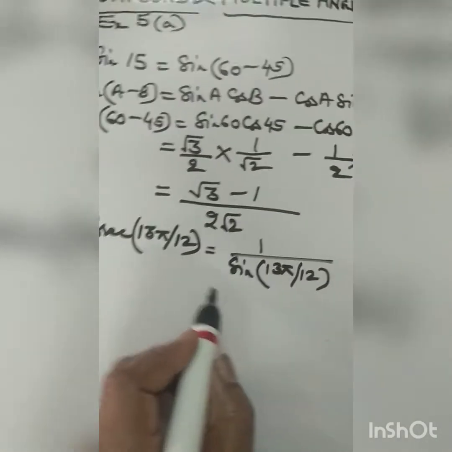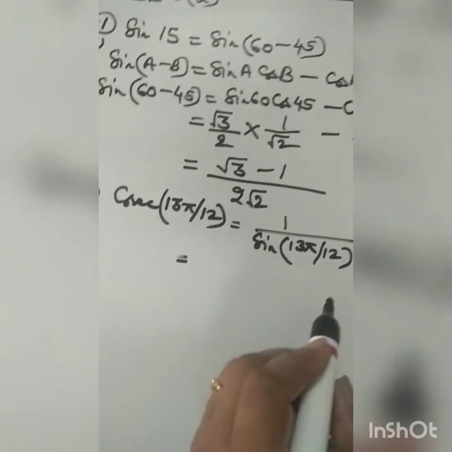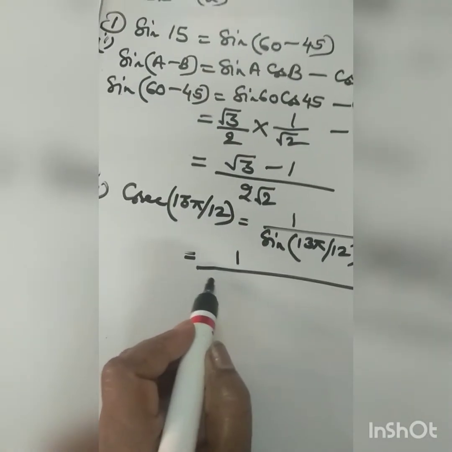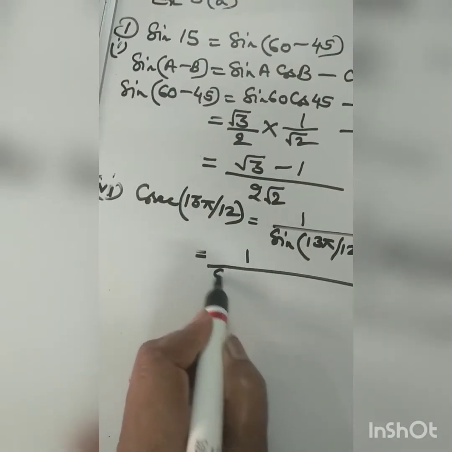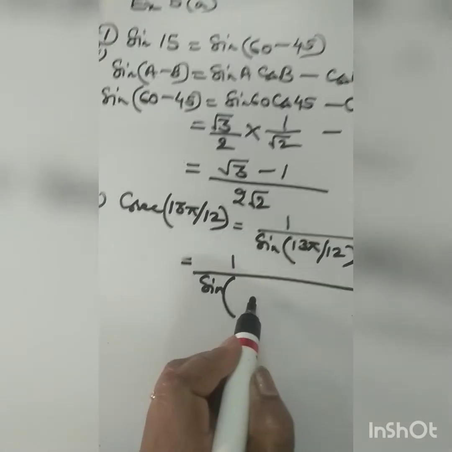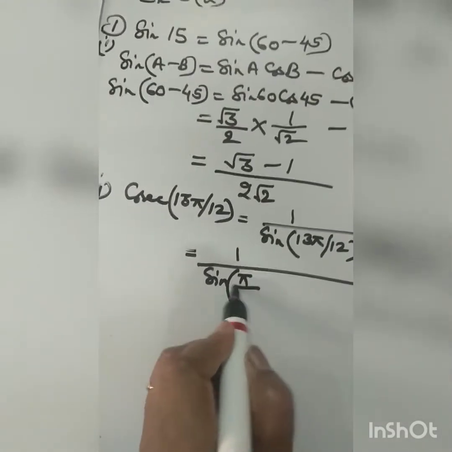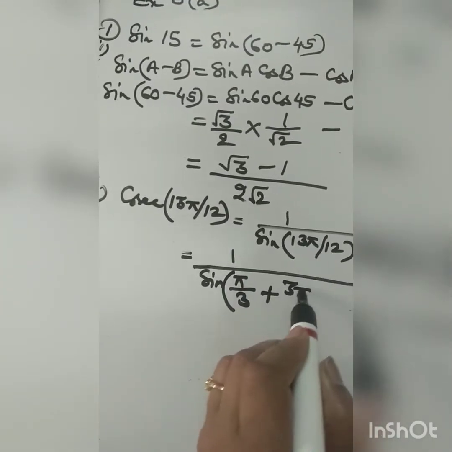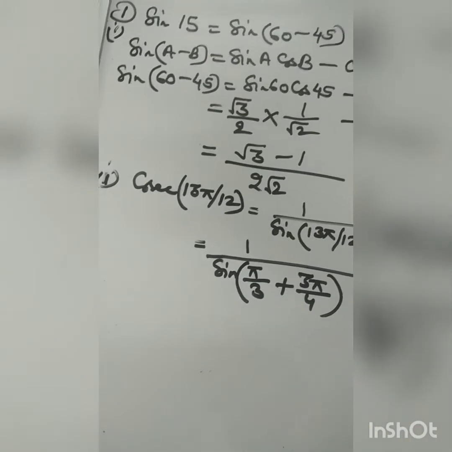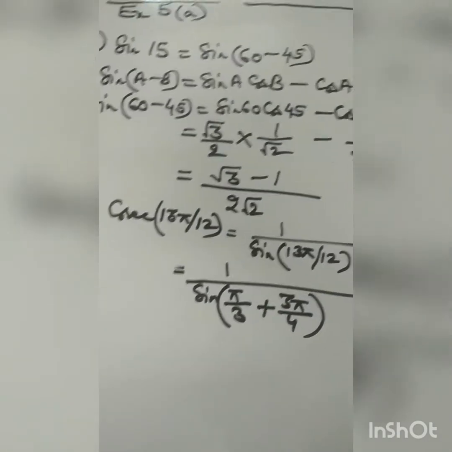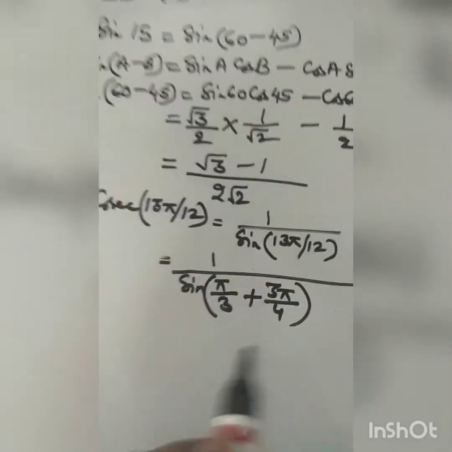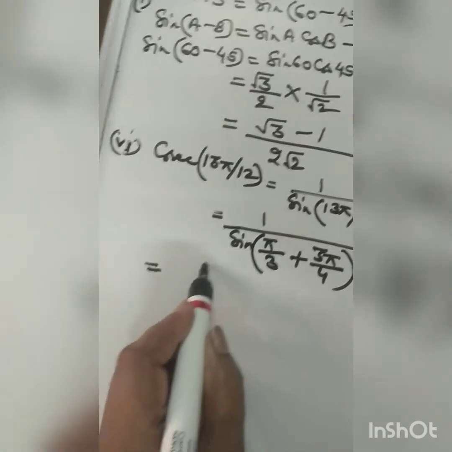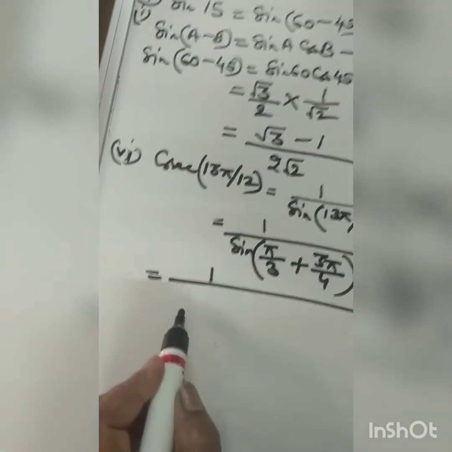Now we will try to express it in terms of sine of a plus b or a minus b. Now I am going to write it. You can try it in various ways, but I am doing it as sine of pi by 3 plus 3 pi by 4. Is it okay? Fine. Now, this is a compound angle formula.